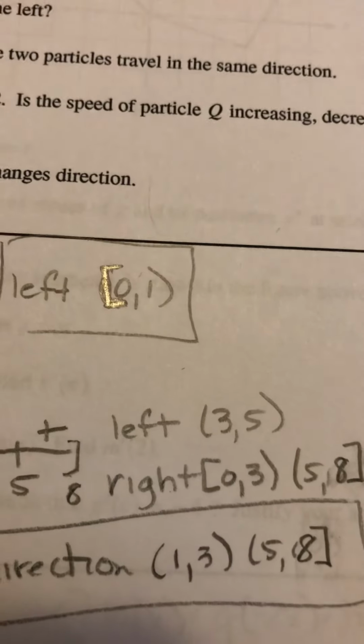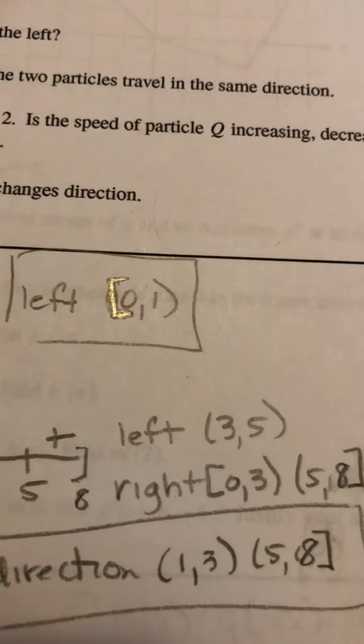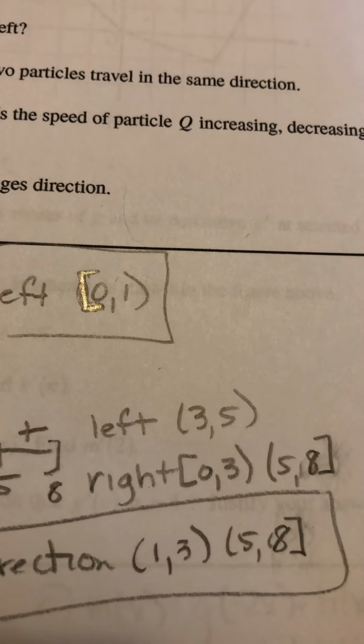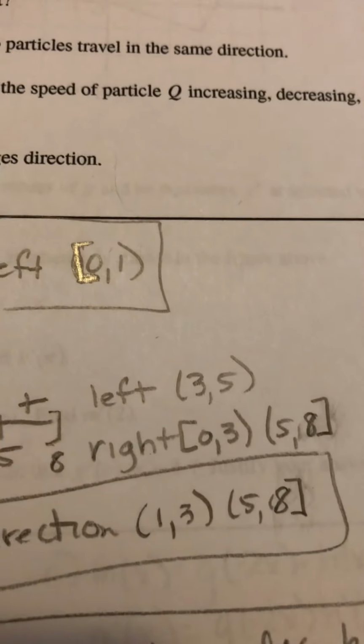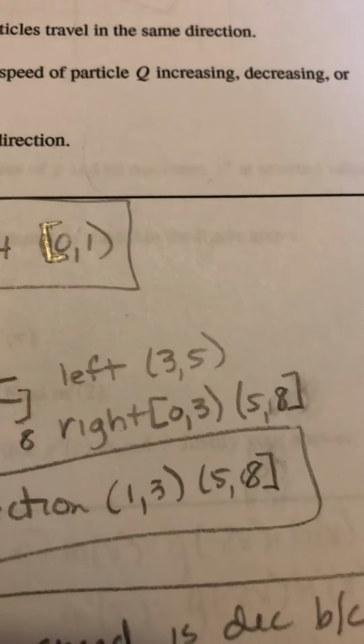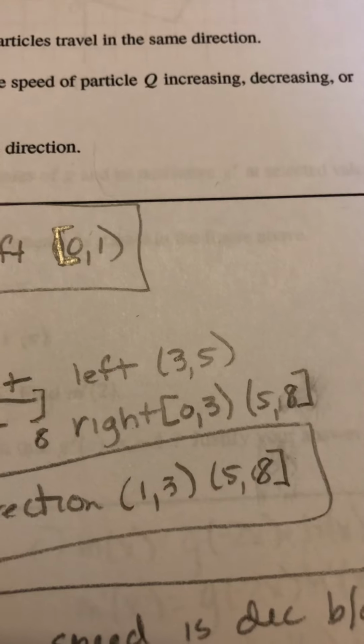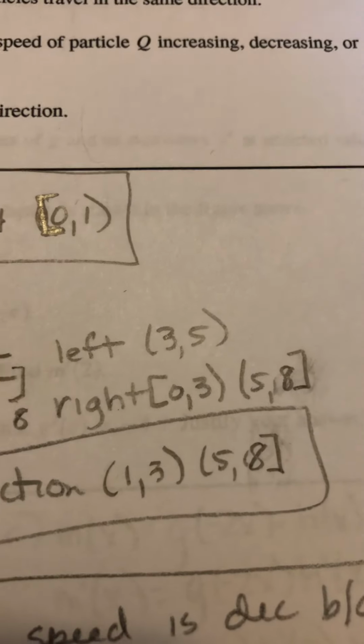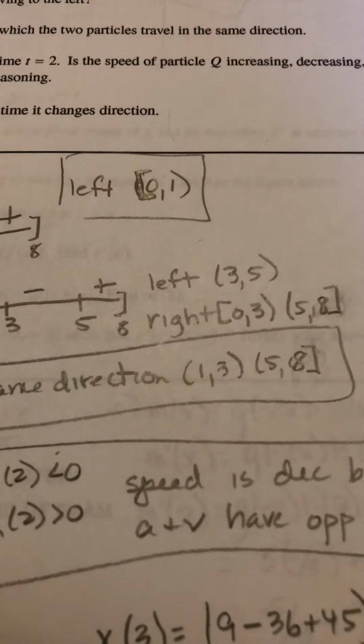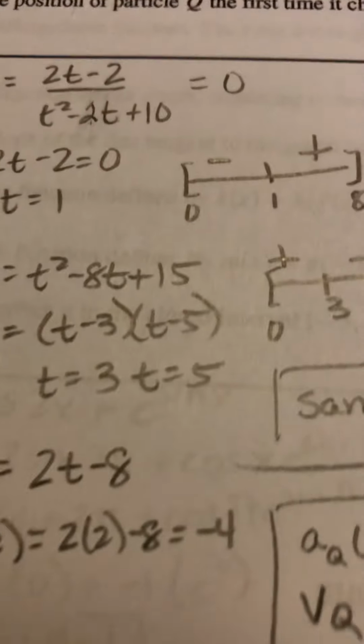And then from 5 to 8, where 8 is included, again for the same reason as in part A, because our interval is defined from 0 to 8 inclusive. So it's not that these things stop moving, it's that we're not paying attention anymore after 8, so we include the 8. So same direction from 1 to 3 and from 5 to 8.